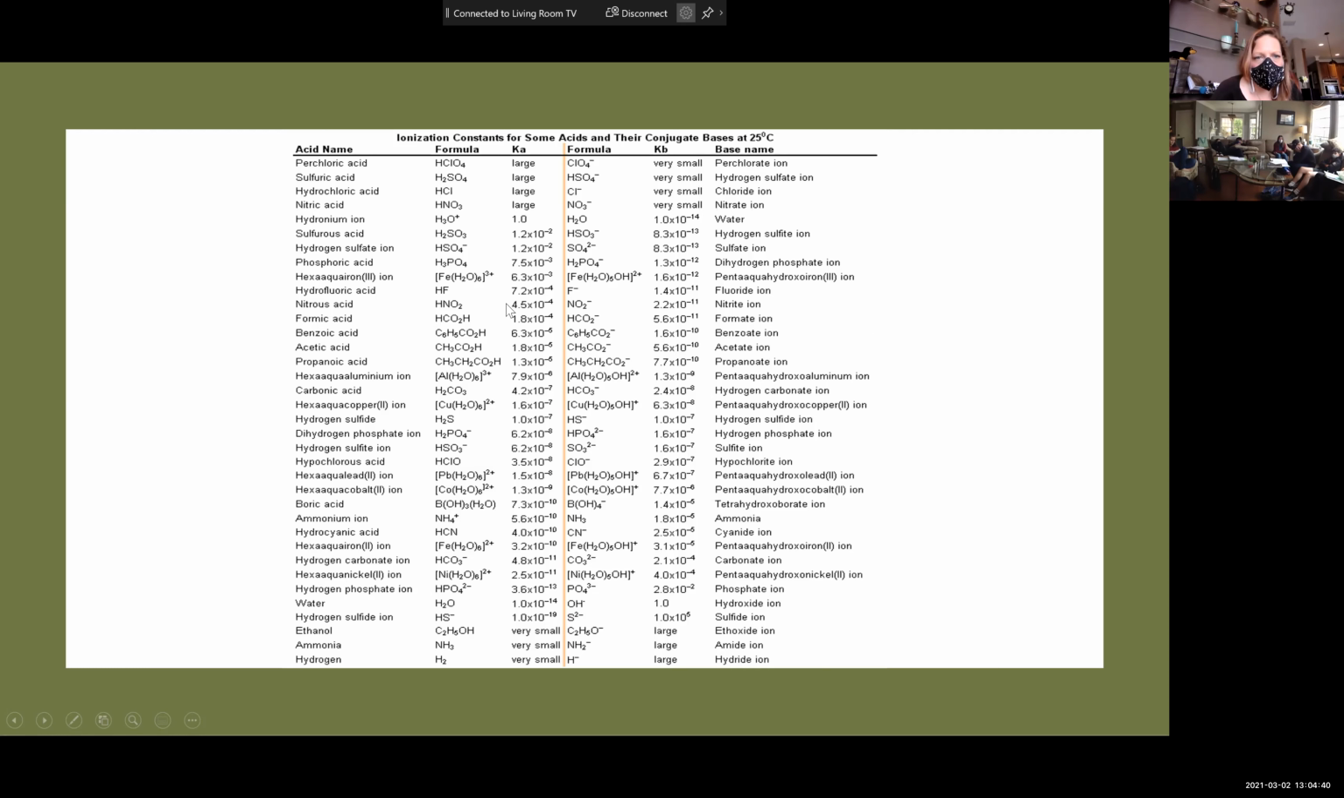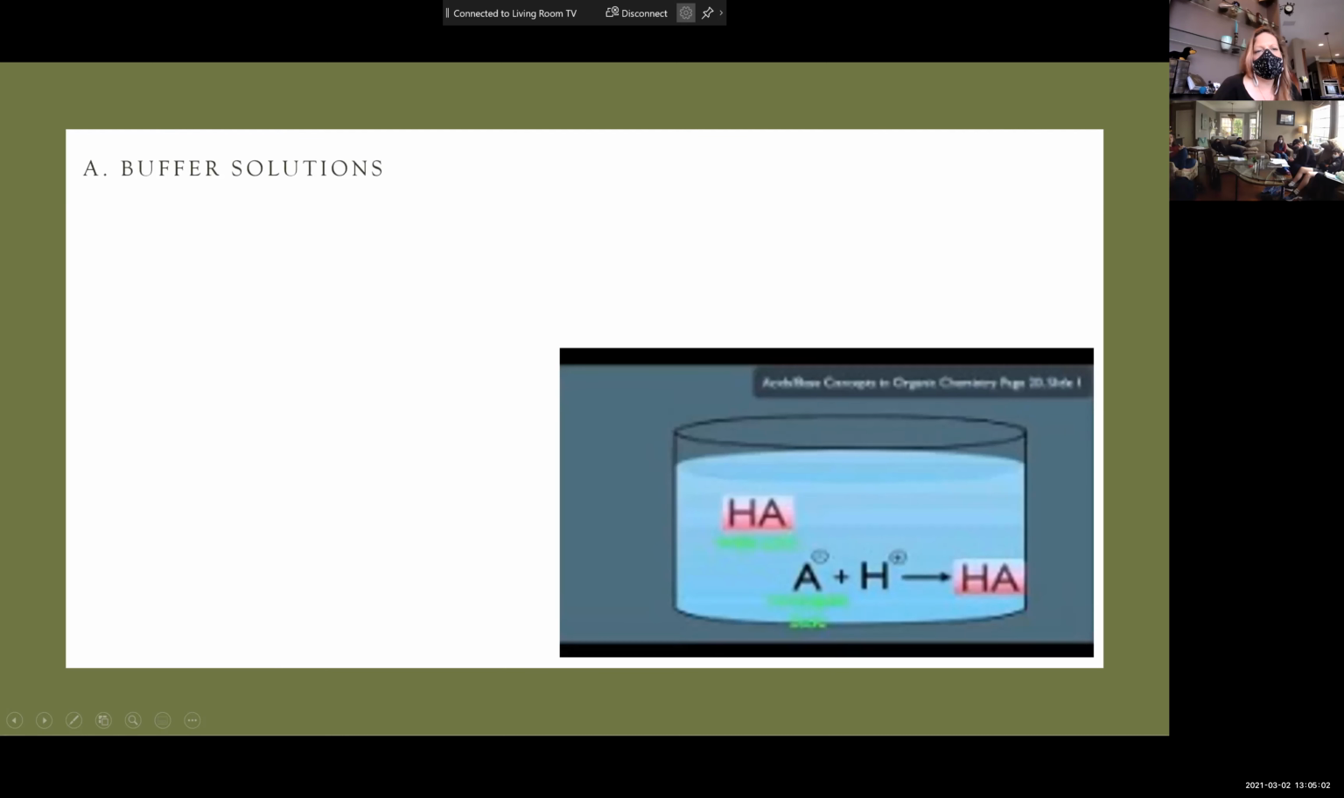So for example, here's your hydronium ion. And it's got a 1.0 because you can't get any stronger than that, right? And here is your hydroxide ion. And all these other numbers, they're negative, right? So they're all smaller than the 1. Cool. All right, so buffer solutions.